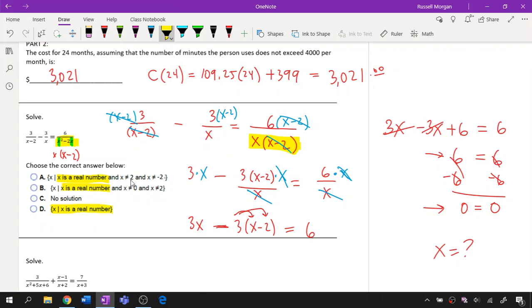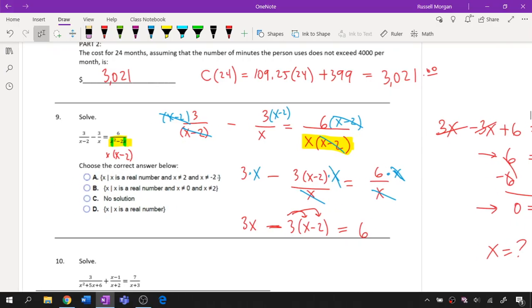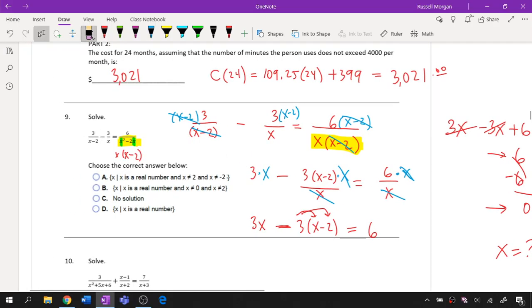But wait a minute. These two options talk about x can't equal 2, can't equal negative 2, or can't equal 2 and can't equal 0. Wait a minute, why would I not want x to equal something? That's because if I go back to the very beginning problem, these are fractions. And fractions can have a problem.